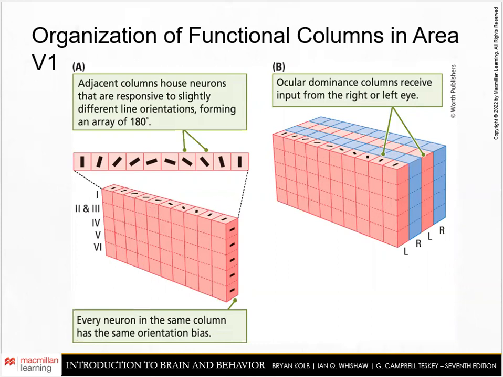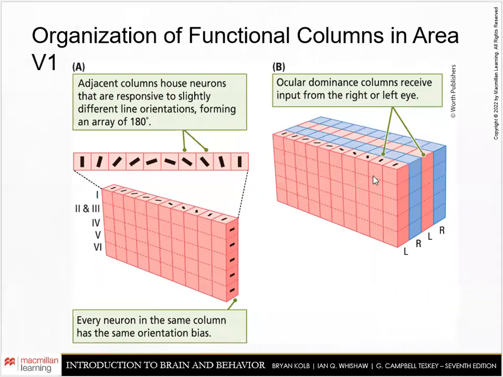In the cortical columns, input from each eye is organized into what are called ocular dominance columns. V1 has orientation columns housing neurons of similar sensitivity and ocular dominance columns that contain input from one eye or the other.